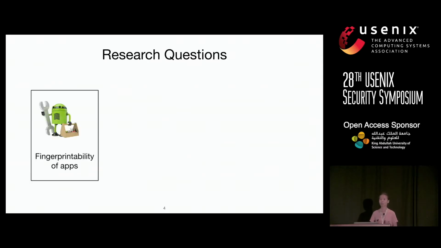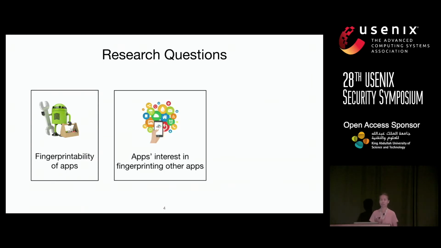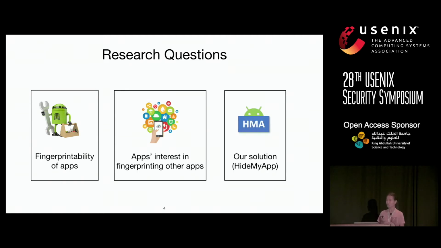First, how fingerprintable are Android apps? In other words, what are the techniques that an app can use to fingerprint other installed apps? Second, do apps try to fingerprint other apps? And if they do, then for what purposes? And third, looking into existing solutions, we didn't find an effective solution. Therefore, we proposed HideMyApp, the first solution for hiding the presence of sensitive apps on Android. In the rest of the talk, I'm going to walk you through the answers to all of these questions, briefly, of course. Let me start off with the fingerprintability of apps.